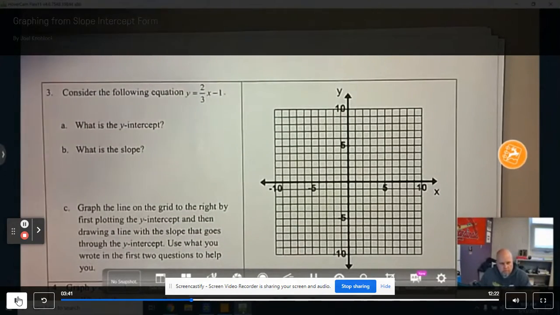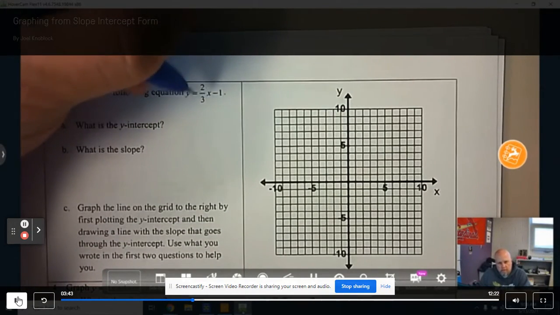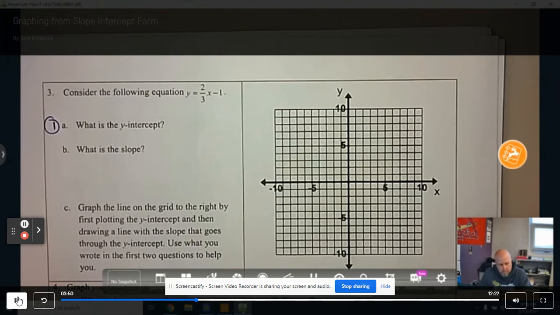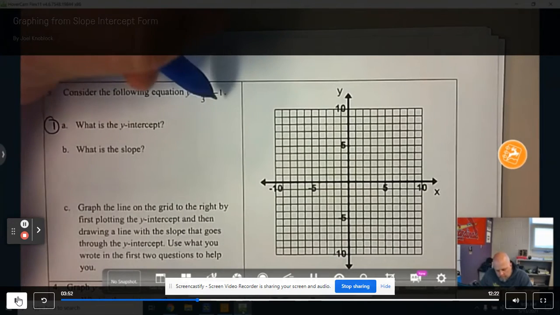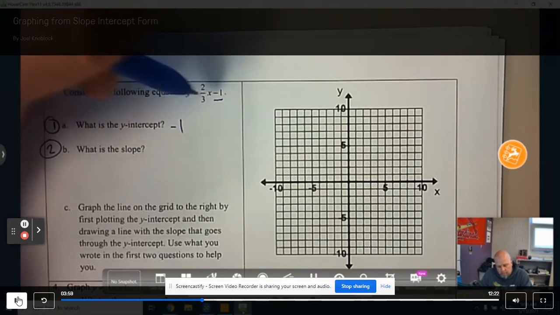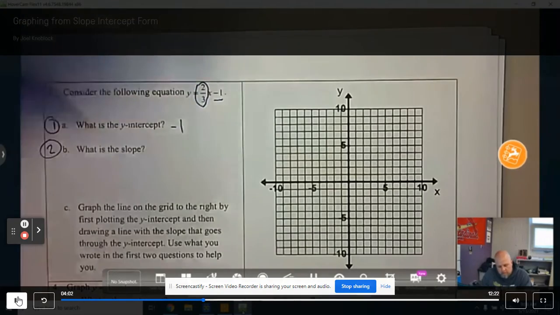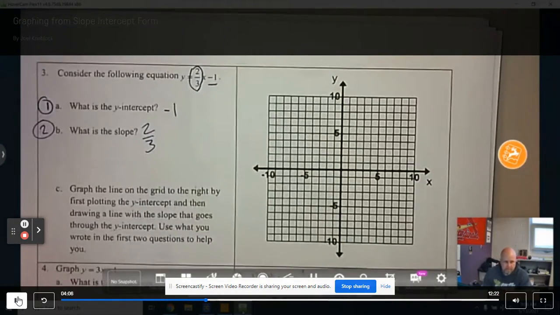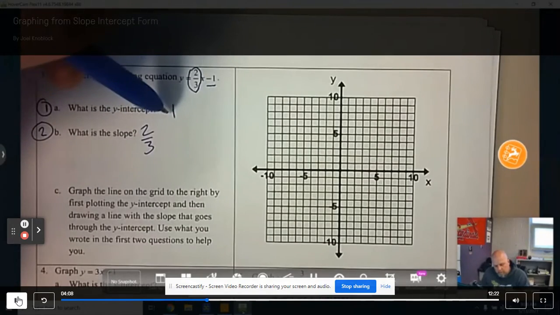So number 3 says, well, hey, now I want you to graph this whole equation, y equals 2/3 x minus 1. So look at letter A. This is what we should always do. This is step number 1. Find the y-intercept. And I see that back here. So the y-intercept is -1. Step 2, find the slope. And we see that always in front of the x. So that's 2/3.